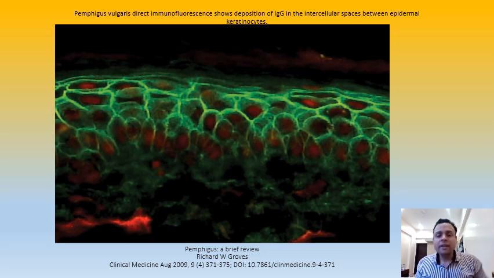In pemphigus vulgaris, DIF shows the deposition of IgG in the intercellular spaces between the epidermal keratinocytes. You can classically see the fishnet or chicken wire appearance.